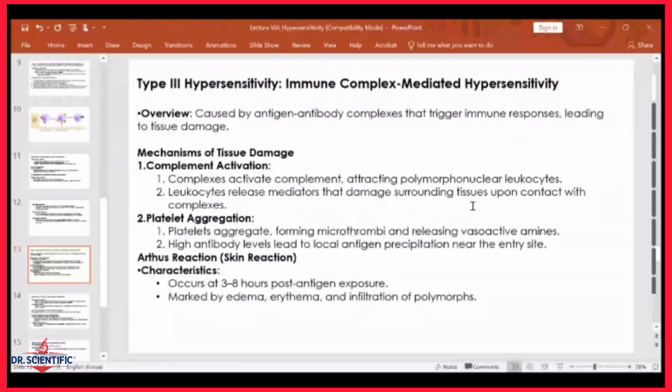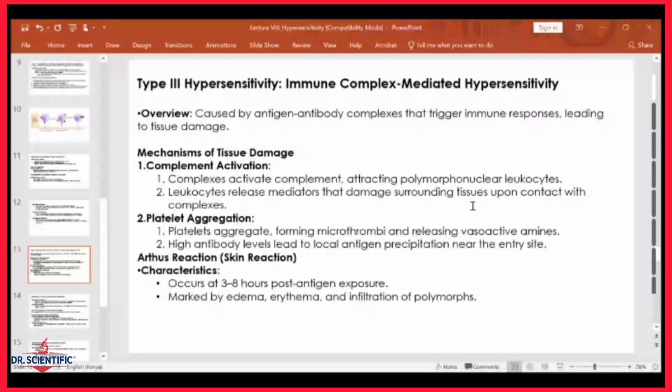Then we have type 3 hypersensitivity. This one involves immune complex. This is an immune complex mediated hypersensitivity. So here we are having an antigen antibody complex that is forming. And once you have an antigen antibody complex that is forming, then of course it will lead to tissue damage.